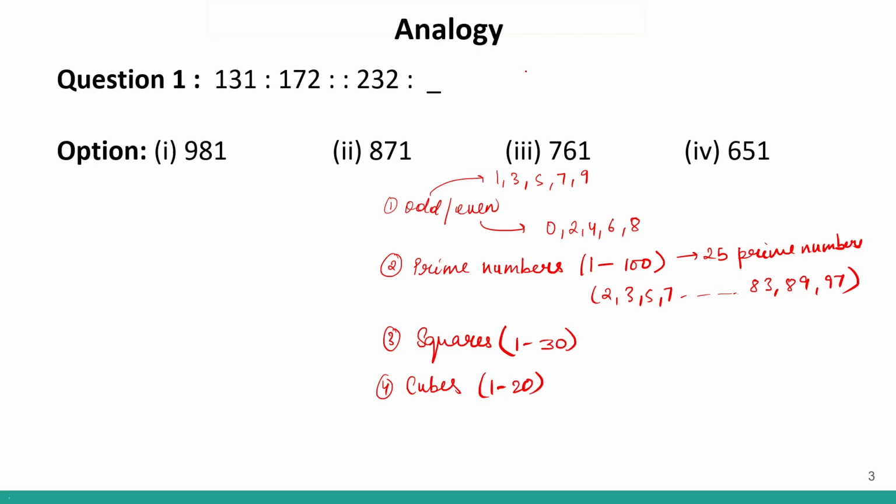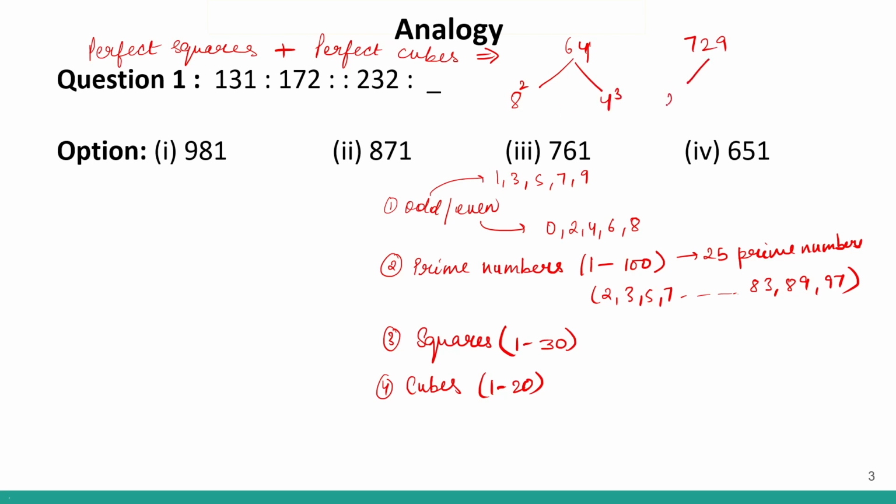Now there are two special numbers. One is 64 and the other is 729. How are these numbers special? Basically, these numbers are both perfect squares, as well as perfect cubes. So these two numbers are special. How? 64 is basically 8 square, but at the same time it is also 4 cube. Similarly, 729 is 27 square, but at the same time it is 9 cube. So these two numbers are special numbers.